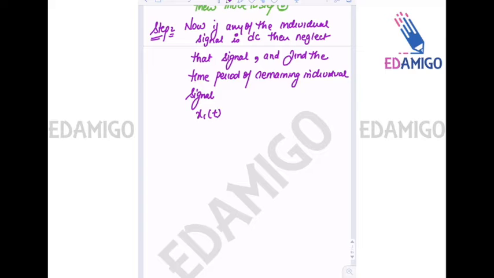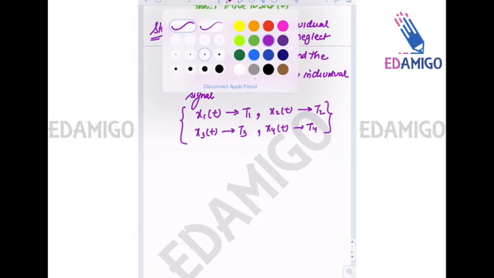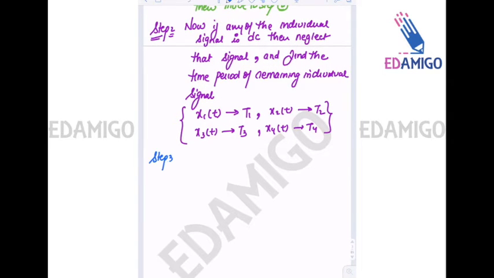So let us say that x1(t) has time period T1, x2(t) has time period T2, x3(t) has time period T3 and so on. Similarly x4(t) has time period T4 and so on. Now step 3. Now find these ratios. Ratios are T1 upon T2, T1 upon T3, T1 upon T4, T1 upon T5, and so on.